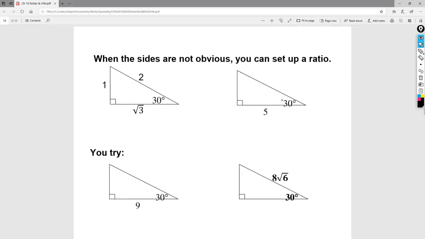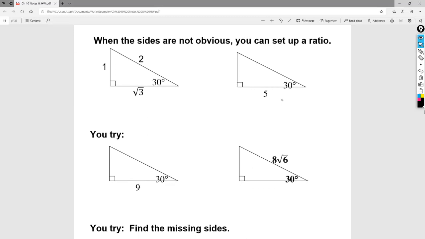Okay, now if the sides are not obvious, again, you can always set up a ratio. So if I am starting with my longer leg, not inherently obvious what's going on, in order to find the shorter leg, I'm going to end up dividing by the square root of 3. So we can keep this ratio in mind. Now this is my shorter leg, this is my longer leg, and this is my hypotenuse.